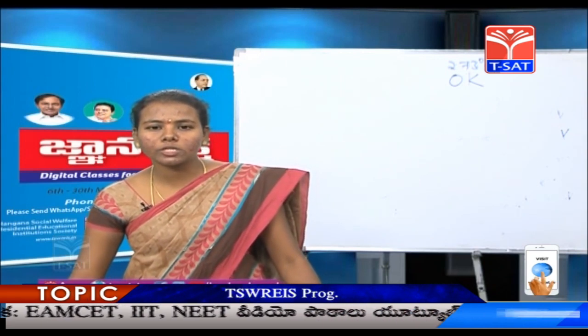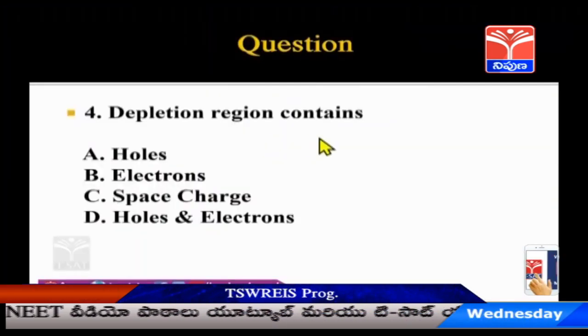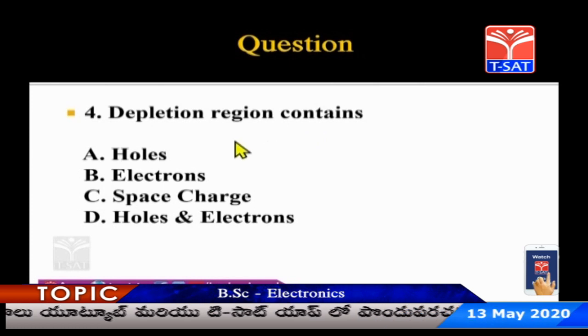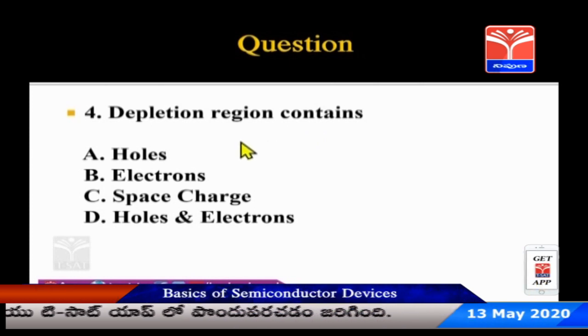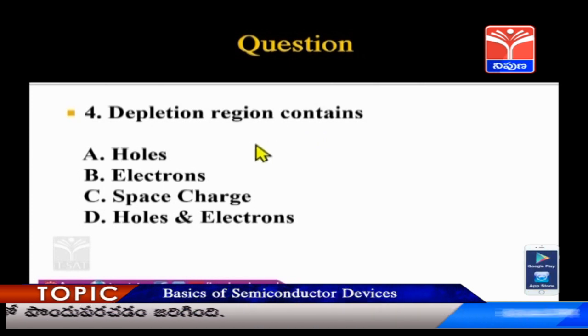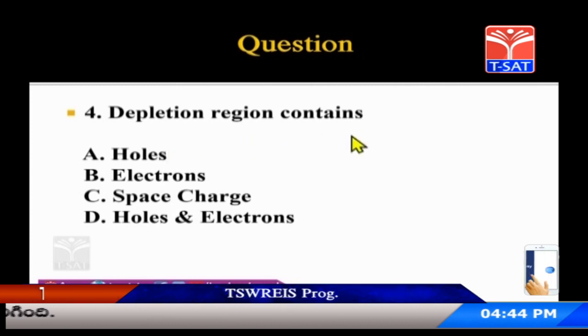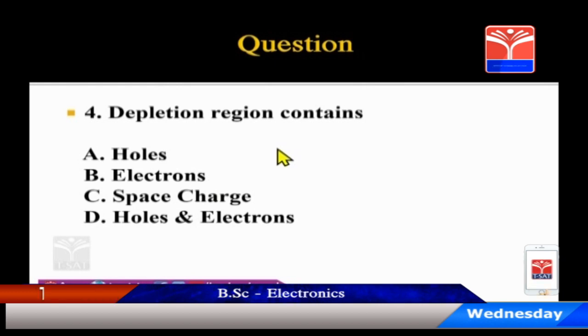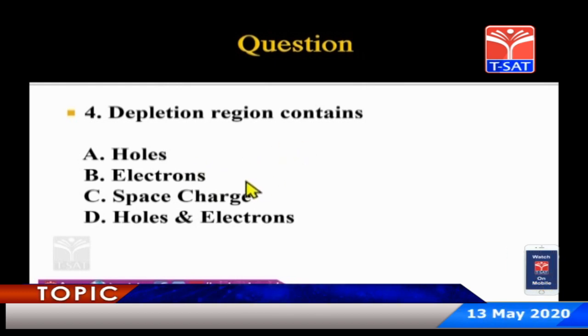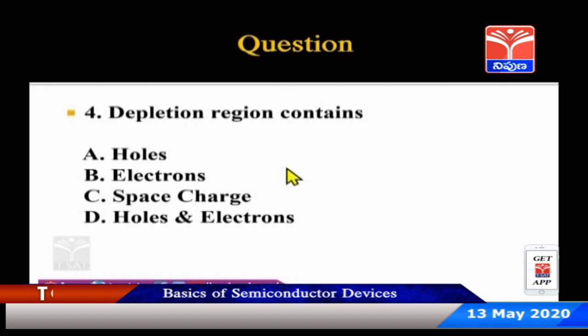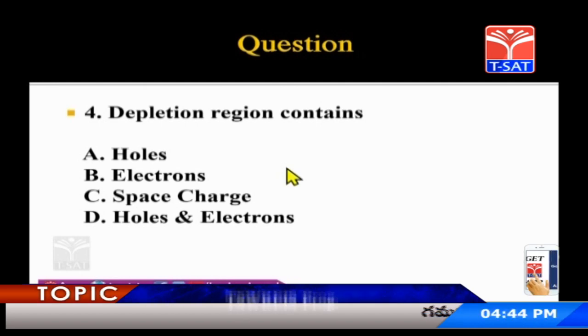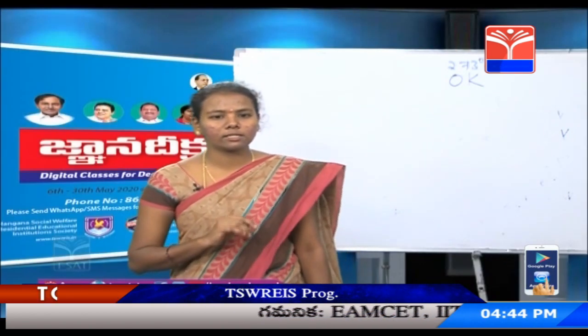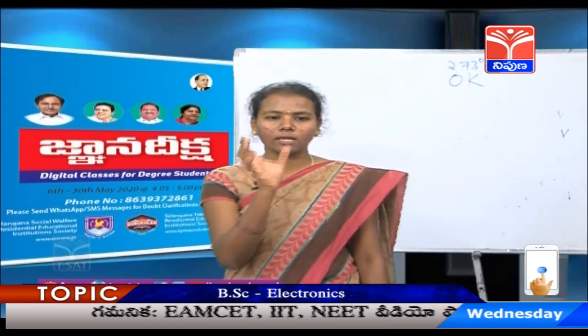And see this question, depletion region contains what? So this was asked in a previous MSc electronics entrance exam. So depletion region contains what? What does it consist of? It doesn't contain holes and electrons. Yes, depletion region does not have any carriers in it. There are no carriers in depletion region.